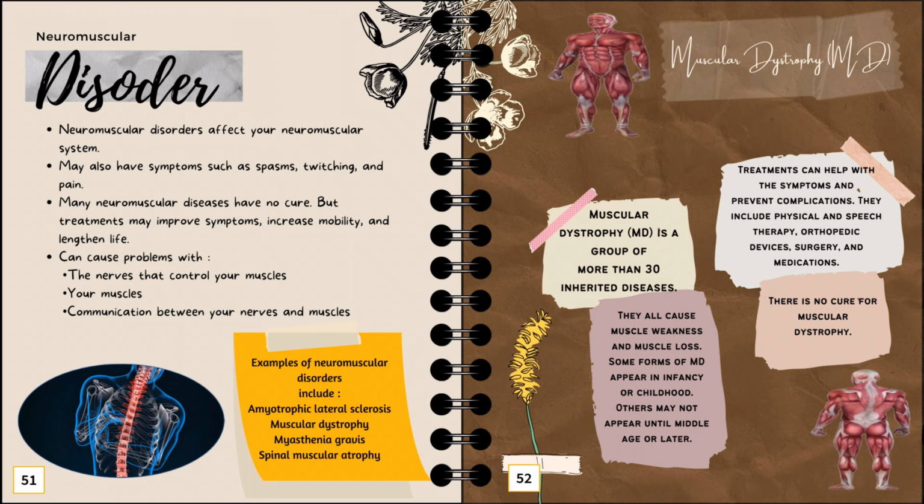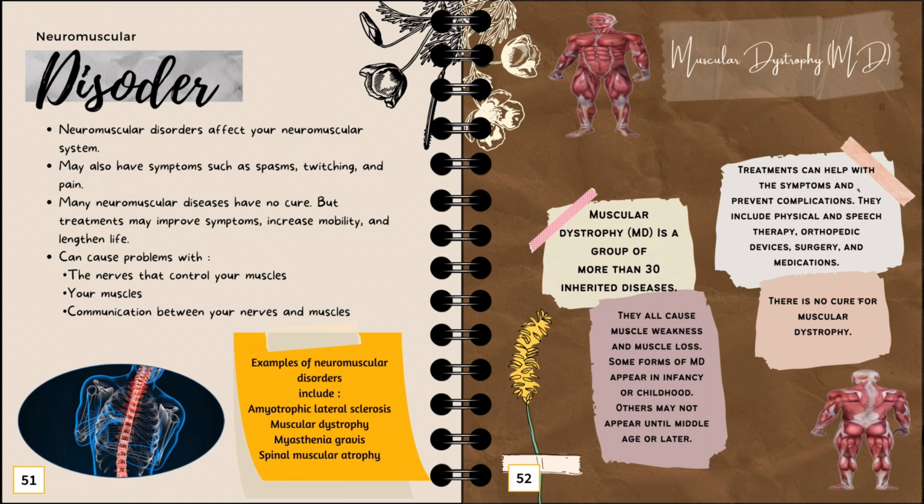Next, we have neuromuscular disorders. Neuromuscular disorders affect your neuromuscular system and may also have symptoms such as spasm, twitching, and pain. Many neuromuscular diseases have no cure, but treatments may improve symptoms, increase mobility, and lengthen life. Neuromuscular disorders can cause problems with your muscles, the nerves that control your muscles, and communication between your muscles and nerves. Other than that, we have muscular dystrophy, which we call MD.